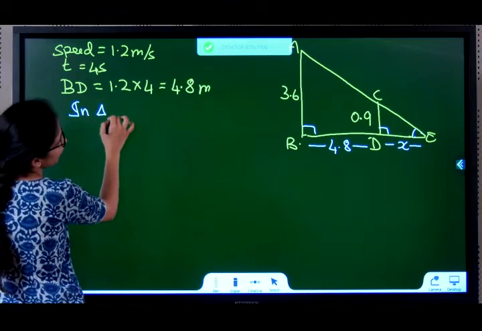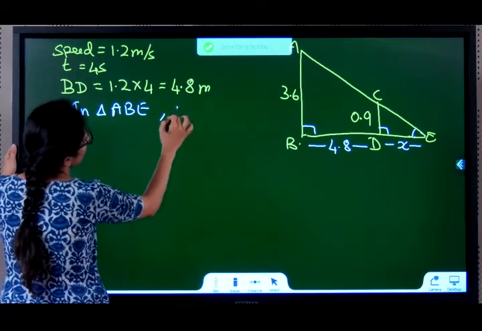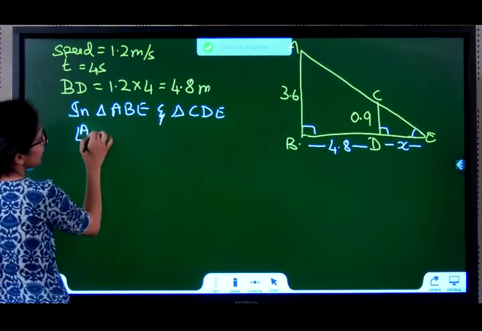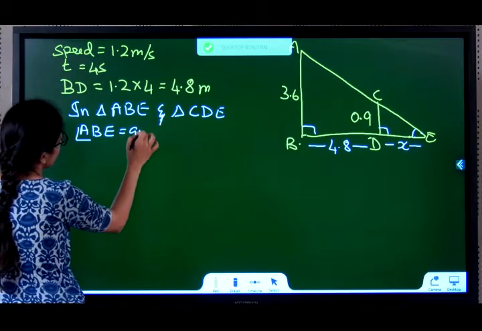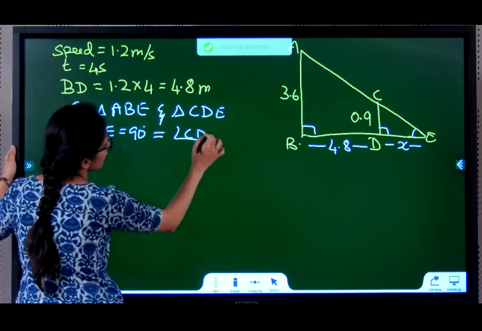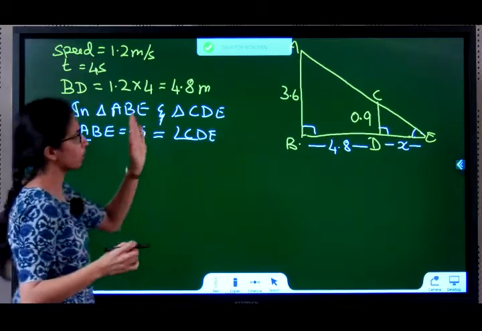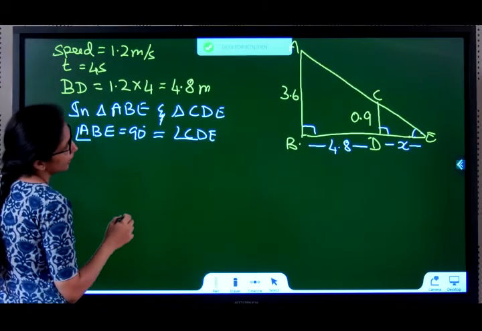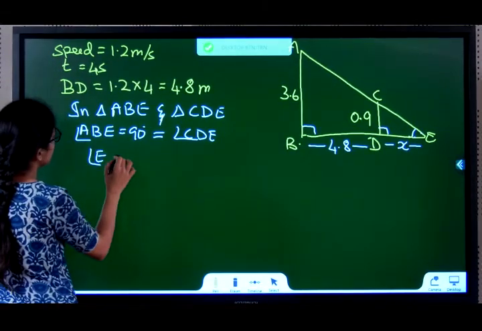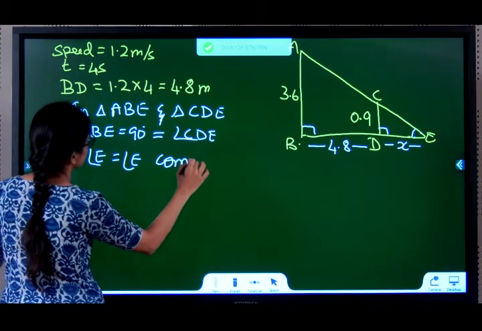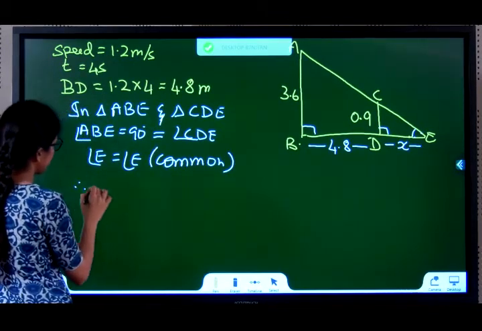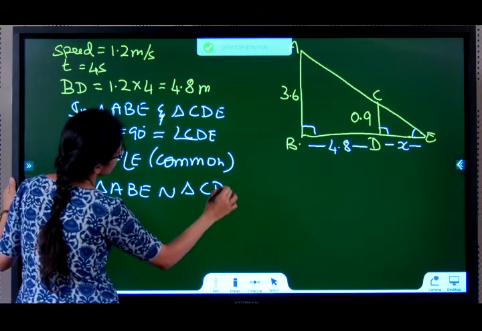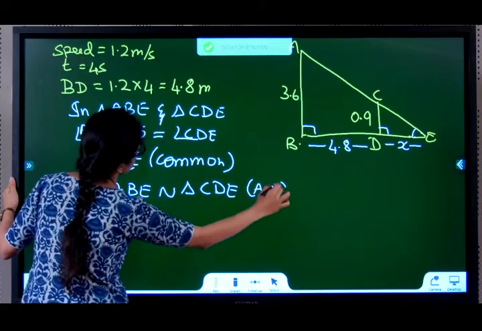Now I hope you understood what I explained. What are the two triangles we are taking? Triangle ABE and triangle CDE. So we have angle ABE 90 degrees, which is also equal to angle CDE. All of these are 90. Obviously, all the heights are always perpendicular to the ground. Next, what else do we have? Angle E equals angle E, common. Therefore, I can say triangle ABE is similar to triangle CDE, AA similarity criteria.